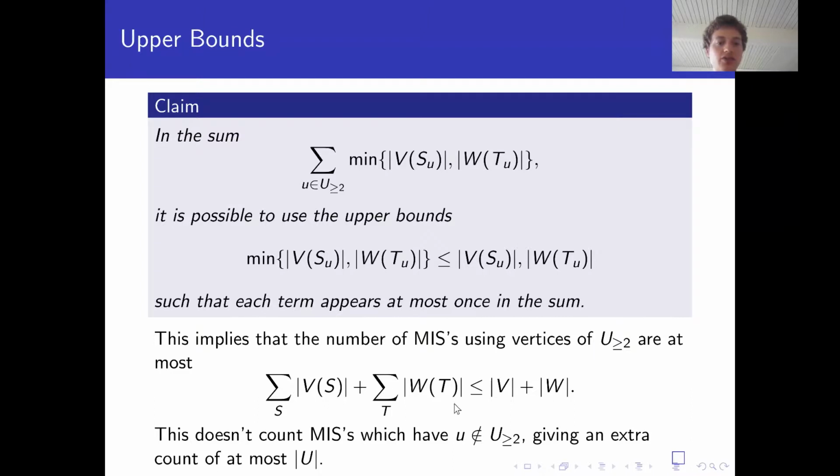So it remains to deal with those MISs using vertices which are not here. But by definition, any vertex which isn't in here is in at most one MIS. So the number that we miscount by is just the size of the vertices we're missing, which is at most the size of U. So adding that in here exactly gives the bound that we're looking for.